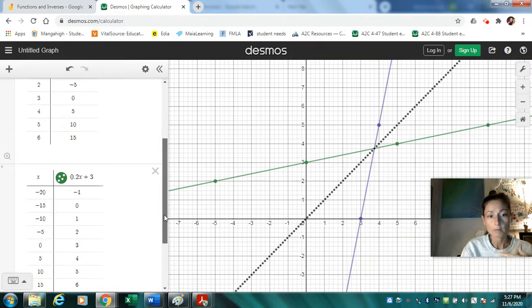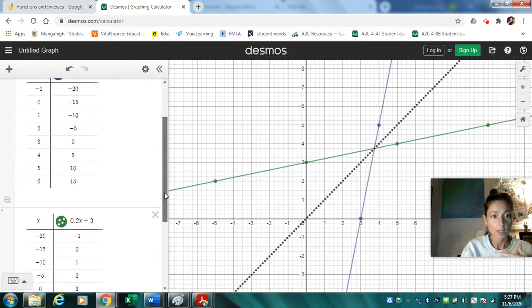Here's the table for the inverse function. And look at how it switches these values. Here, when x was -1, y was -20. Here, when x is -20, y is -1. It just flips those opposite.